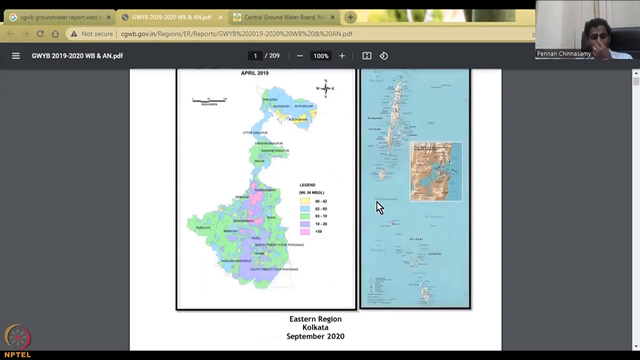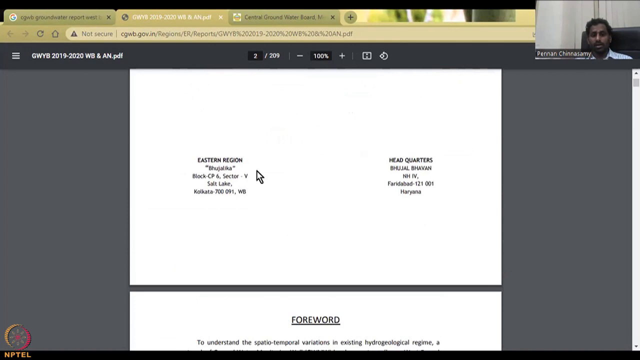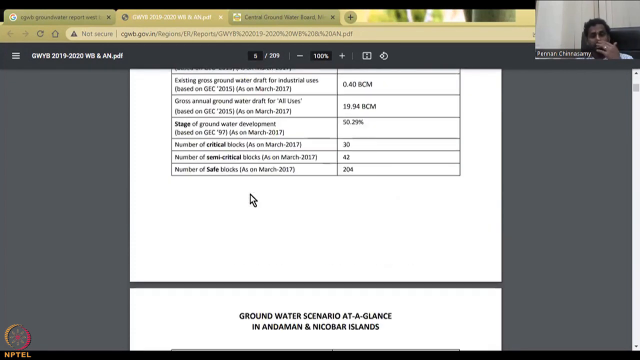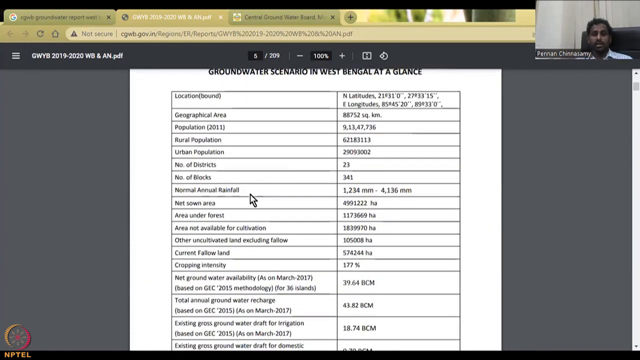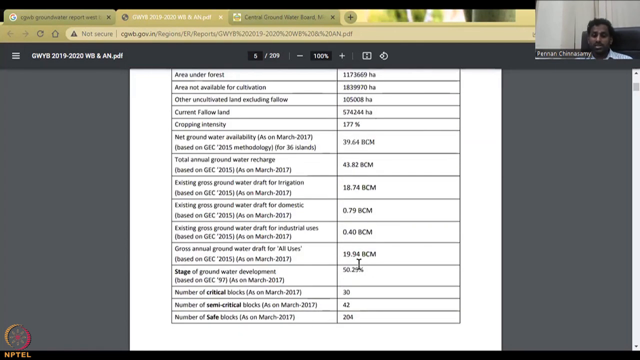Okay, so you could see here that the yearbook is done, and then the eastern region headquarters, as I said, the whole headquarters is in Delhi, whereas the region headquarters is in Kolkata. All these you have a foreword telling what it is. And then a small groundwater budget. So the net annual rainfall, net zone area, cropping, recharge, stage of development is only 50%. So this is the water budget.